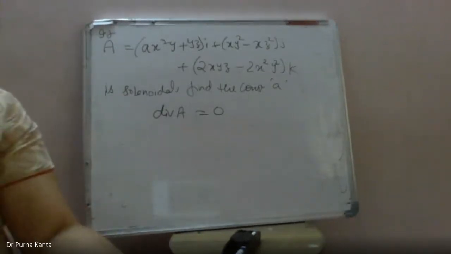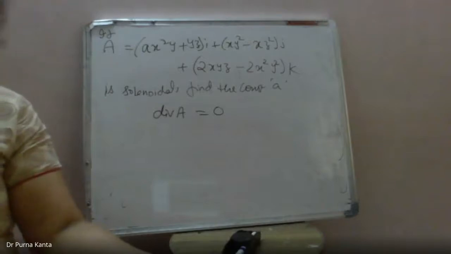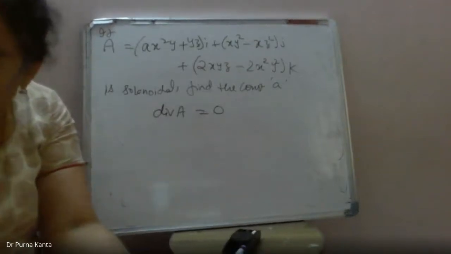9, 10, 22, 23. Four people are absent. 9, 10, 22, 23.